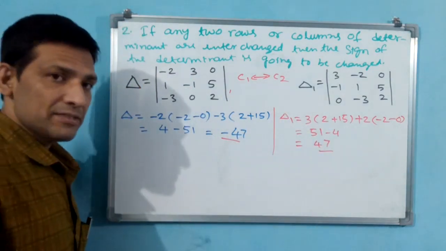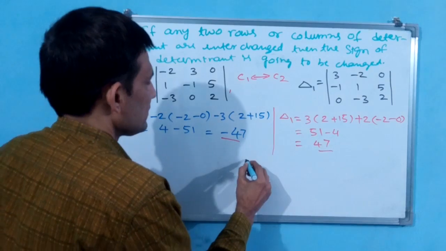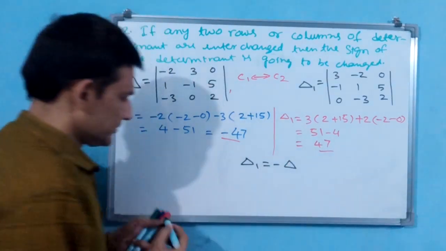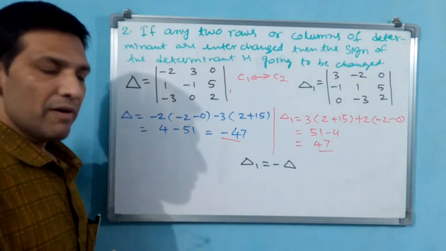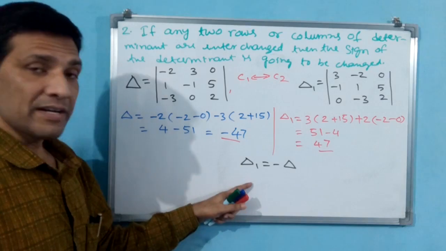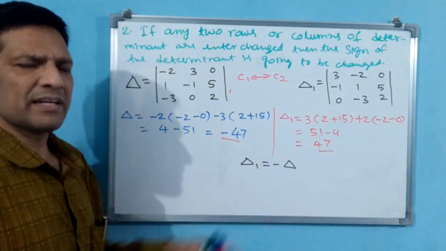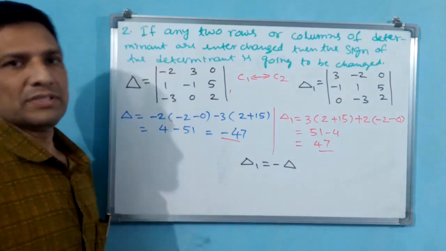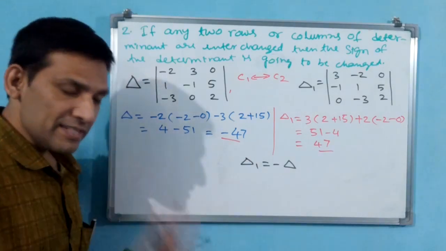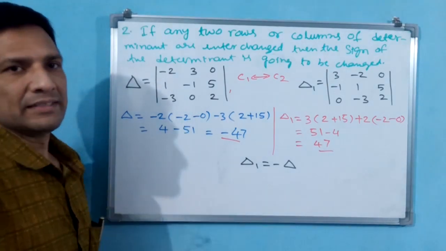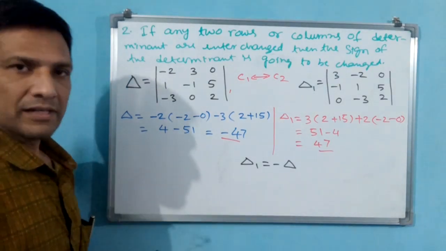Now shall we write like this? You see, delta 1 is equal to minus delta. Why? Because first we know delta, after delta only delta 1 will come. That is why delta 1 is equal to minus delta. If you write this, it is correct. Even you can write delta is equal to minus delta 1 also, but this is the correct procedure. Why? Because delta 1 is the second one, the changed one. That is minus delta. Okay?